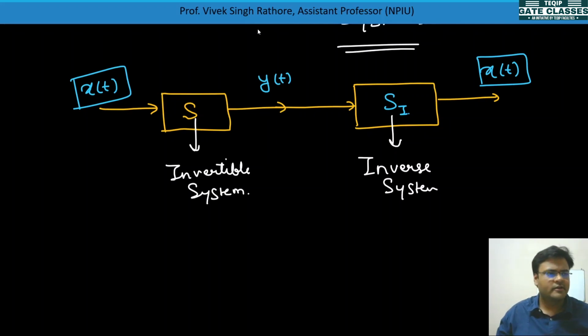The best example, when we study communication systems, is the equalizer. In an equalizer there is also an invertible system. This S_I is exactly doing the inverse job of the system, and it is called the inverse system. And if it is possible to define an inverse system for a given system, then that system will be called an invertible system.